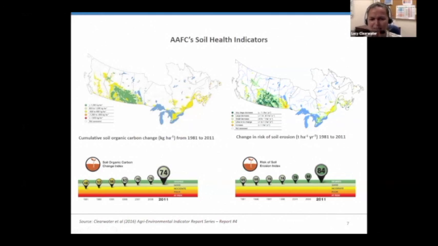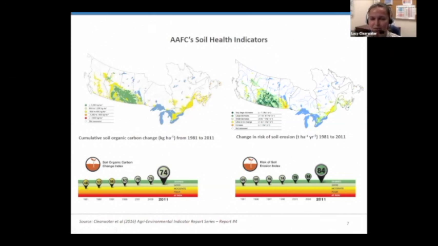So these maps illustrate the soil success story is primarily a prairie one, but because the prairies account for about 85% of our agricultural land in Canada, this has clearly influenced the national statistics. There have been some negative changes over this time period as well, due to a transition from pastures and hay fields to annual cropping systems, reflecting a decline in cattle numbers, particularly since about 2006. And this trend appears more evident on the map in the areas outside the prairies, but that's just because they're not offset by those gains from zero tillage.